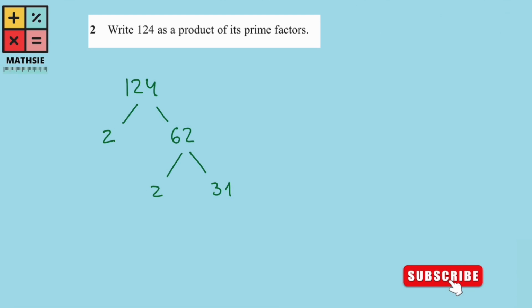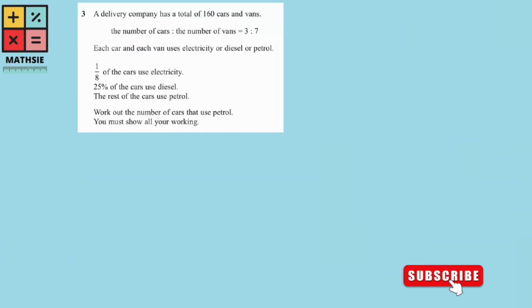So then I now have the answer. That's 2, 2, and 31. So now I know the prime factors are 2, 2, 31. So I can write 124 as 2 times 2 times 31, or alternatively, we can say 2 to the power 2 times 31. And we're done with question 2, which again, as I said, is for 2 marks.